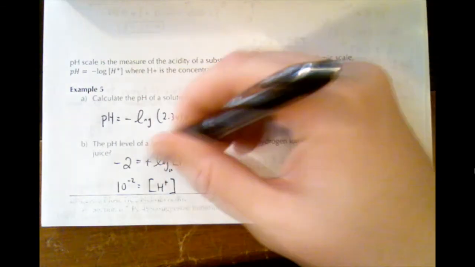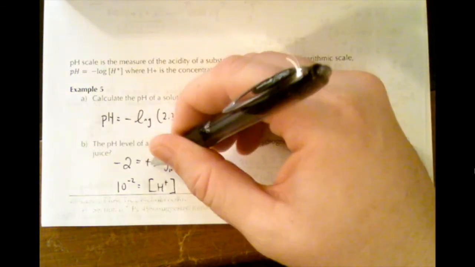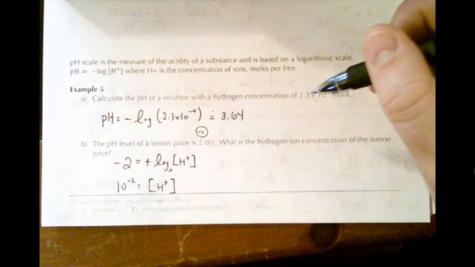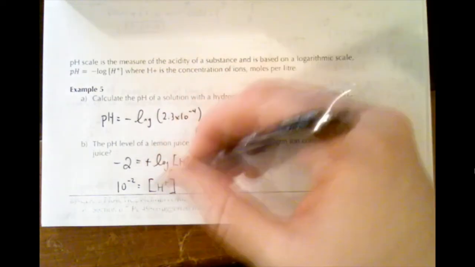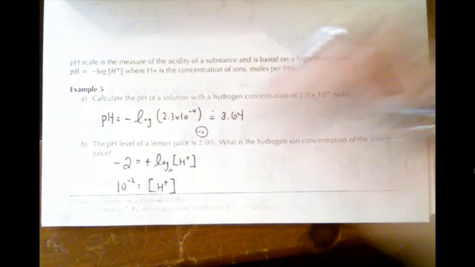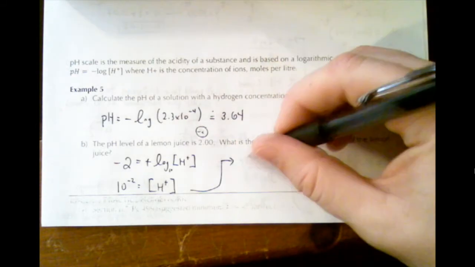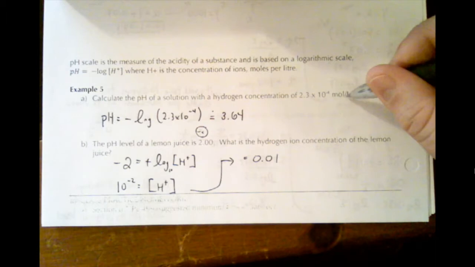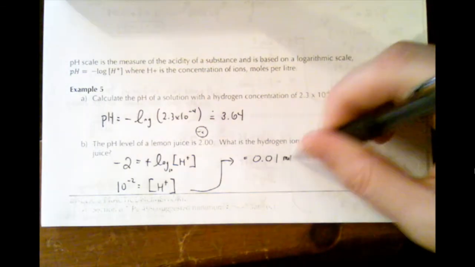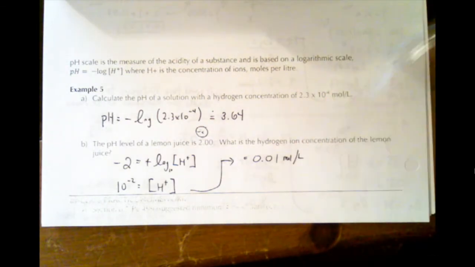So first isolate for log by getting rid of the negative sign by dividing both sides by negative 1. And now we can use the definition of a logarithm. 10 to the exponent negative 2, not 2, is the hydrogen ion concentration. What is that? Well, if we write that as a decimal, that would be 0.01, and the units are moles per liter. That's your hydrogen ion concentration. Okay, so that's using pH and the magnitude scale. So two applications of logs.